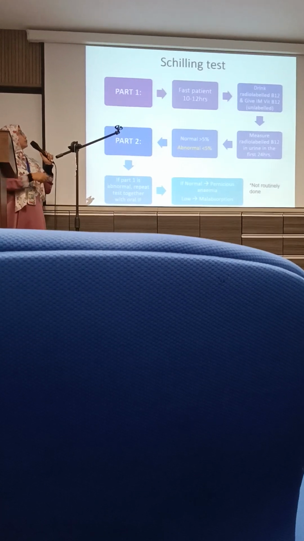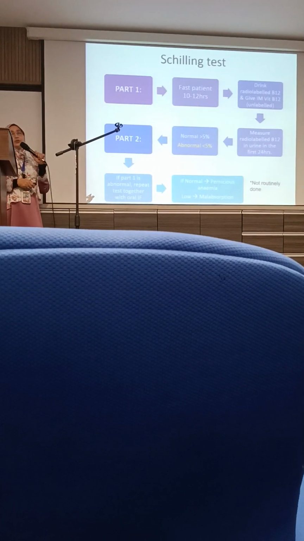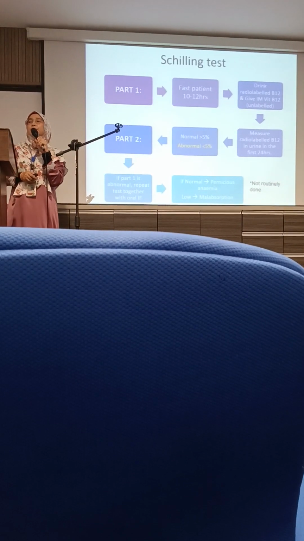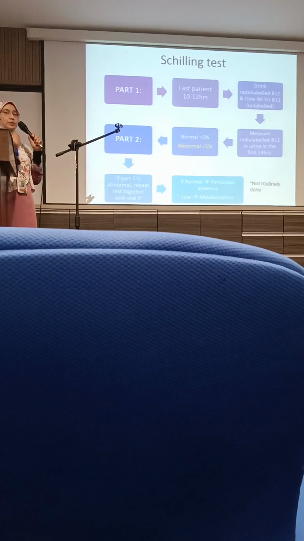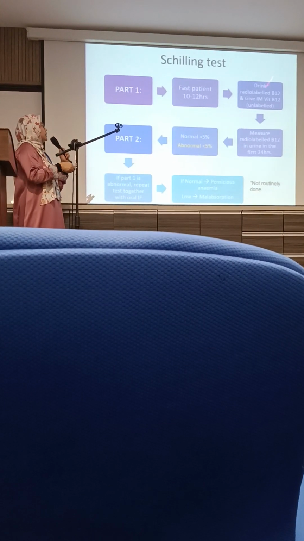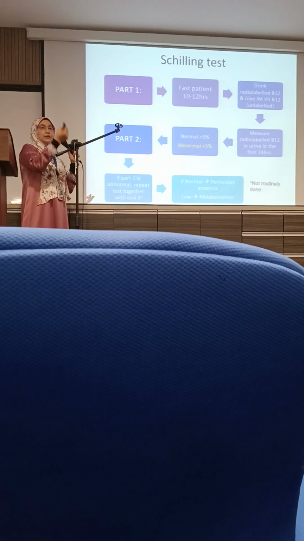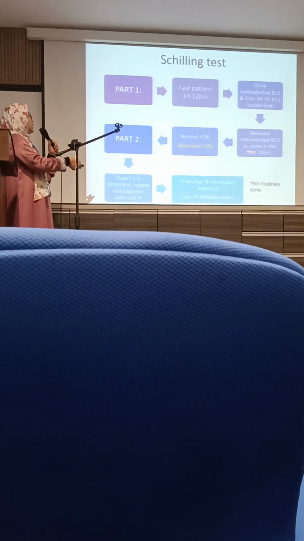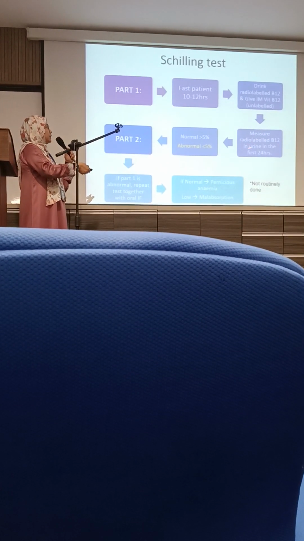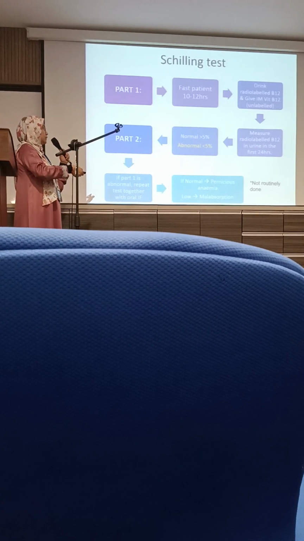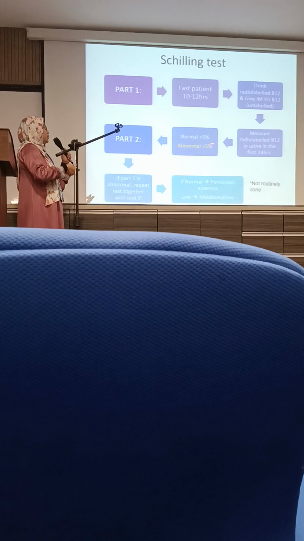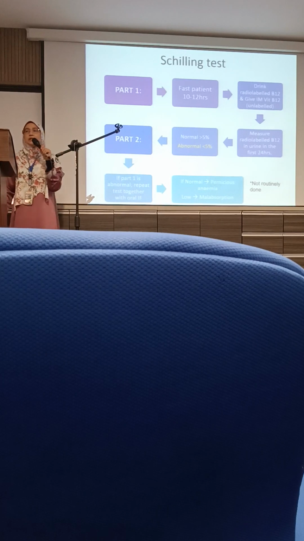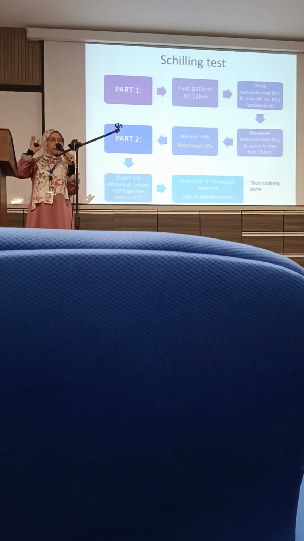Part 1, you ask the patient to fast for 10 to 12 hours, and then ask them to drink radiolabeled B12, B12 that you have labeled, and give intramuscular vitamin B12 which is unlabeled. The one they drink is labeled, the one injected is unlabeled. And you measure the radiolabeled B12 in the urine in the first 24 hours. If it is more than 5%, it is normal, and if it is less than 5%, it is abnormal. Can you understand the concept?